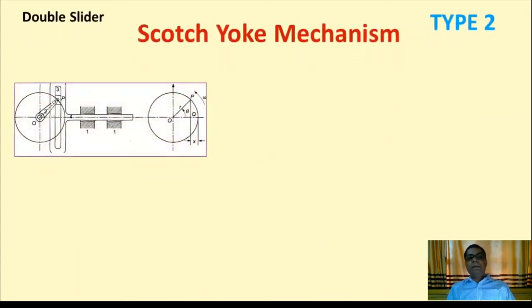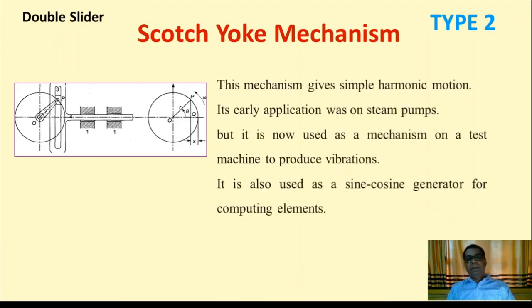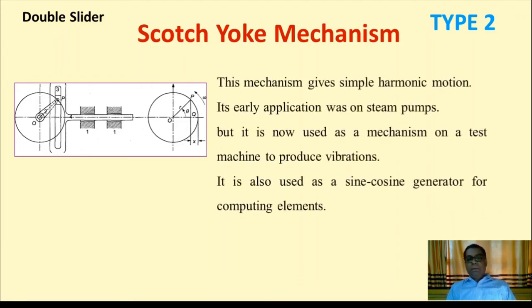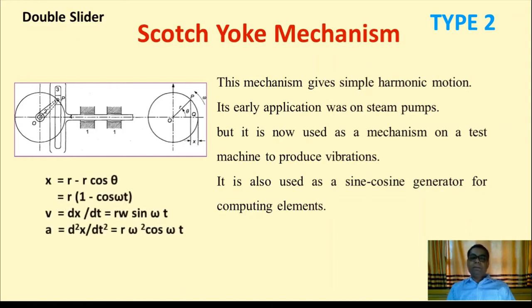The Scotch-Yoke mechanism is a very important type of mechanism where we can see a direct relation between rotary and linear motion. It gives simple harmonic motion. Its early application was in the steam pump. It is now used as a mechanism on a test machine to produce vibration. It is also used in a sine cosine generator for computing elements.